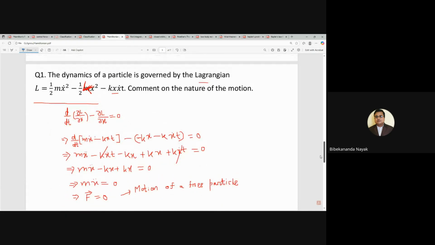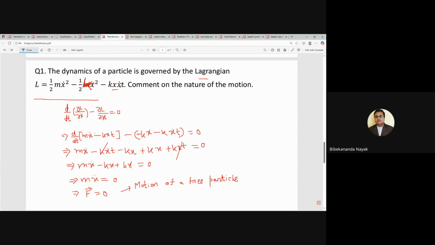There are a few problems. If the dynamics of a particle is governed by this Lagrangian, then comment on the nature of the motion. The Lagrangian is half m x dot squared minus half k x squared minus k x x dot t. By using Lagrange's equation, we can find del L by del x is this one, and del L by del x dot is this one.